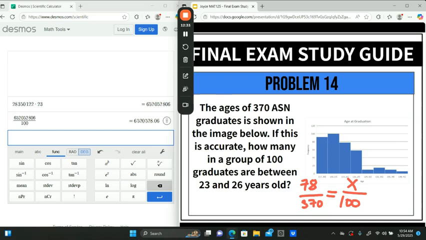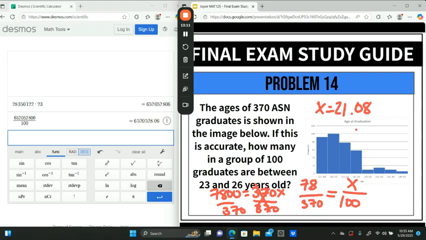All right, now we're going to solve the proportion. I've got 100 times 78, which gives me 7,800, equal to 370 times X, which is 370X. To solve for X, I can divide by 370 on both sides. When I do that, this will cancel, and X equals 21.08.